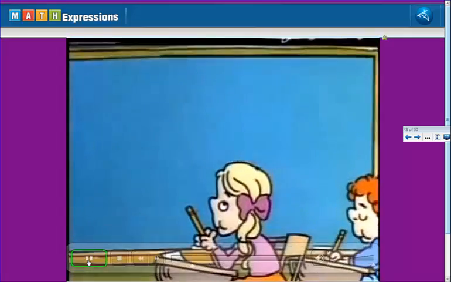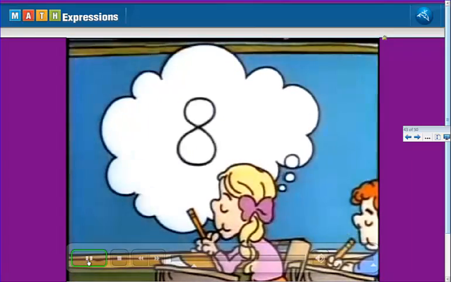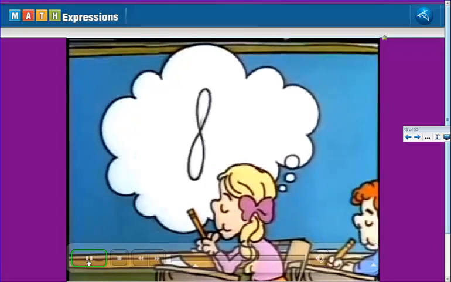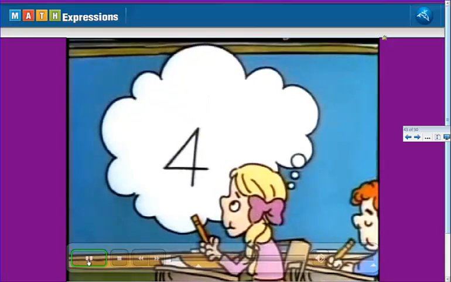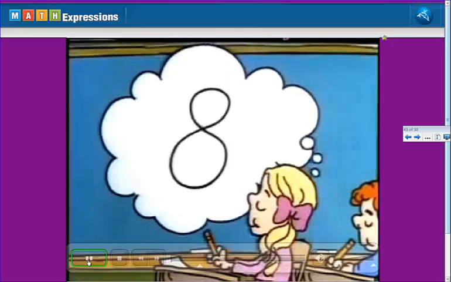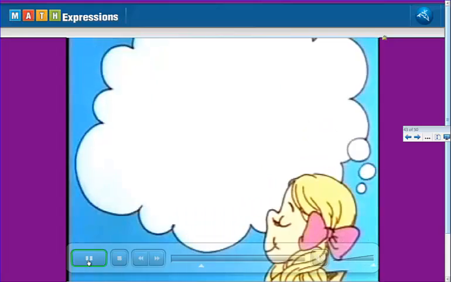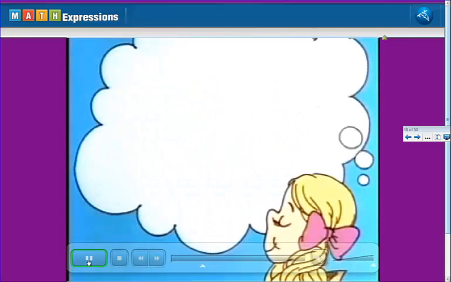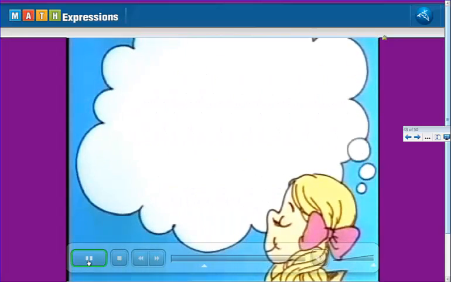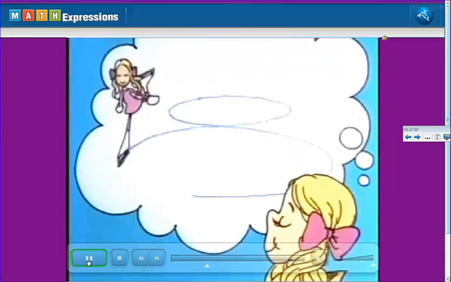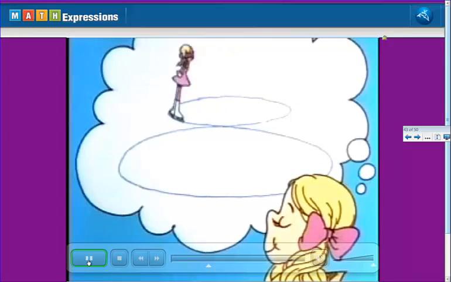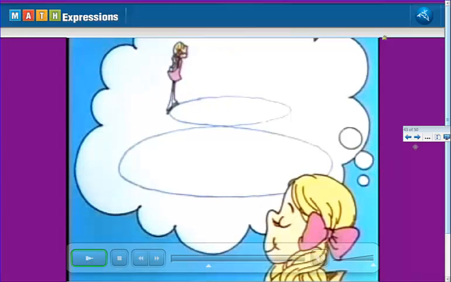Little Penny doesn't know her 8 times tables. Figure 8 is double 4. Figure 4 is half of 8. Ice skate. It would be great if you could make a figure 8. That's on the website, or will be.